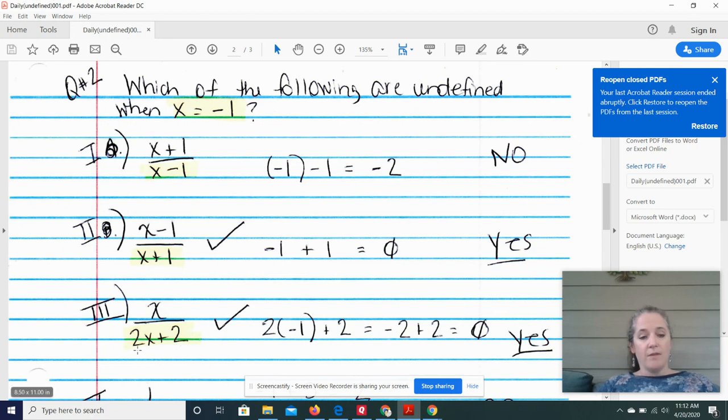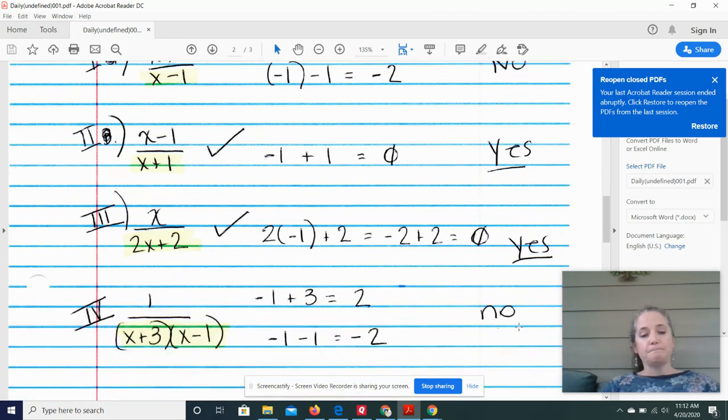Let's look at 3. 2x plus 2. So we're going to plug in -1. 2 times -1, that's -2. -2 plus 2 is 0. So this one is also undefined.